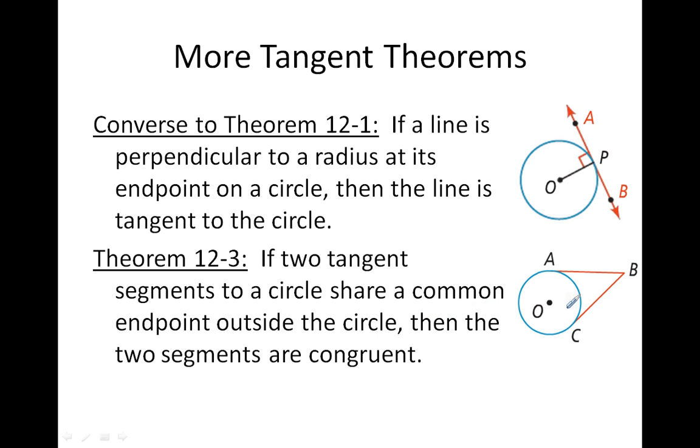In addition, if two tangent segments, in this case AB and BC, share a common endpoint outside the circle, so that would be point B, then the two segments are congruent. Okay, so let's see how we can use those in some problems.